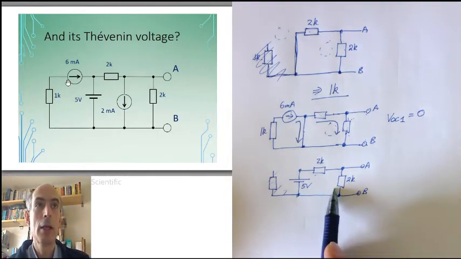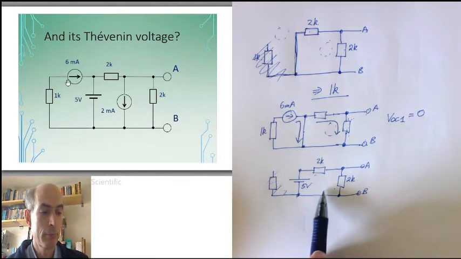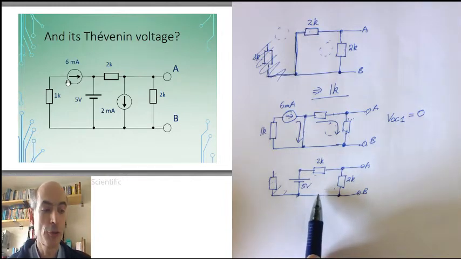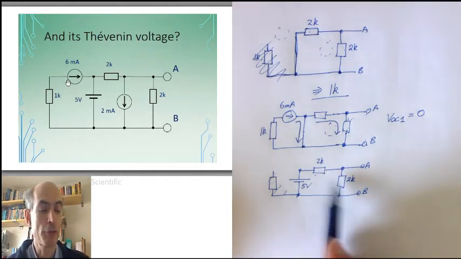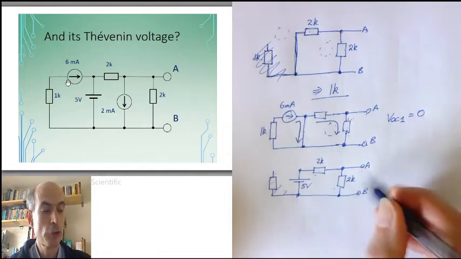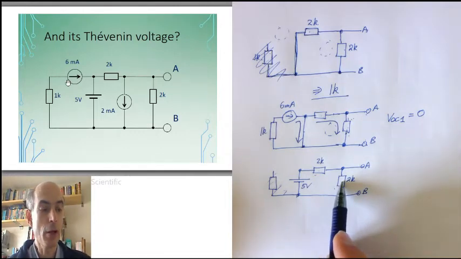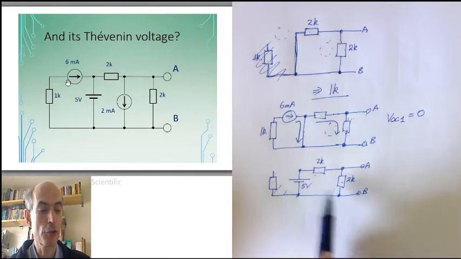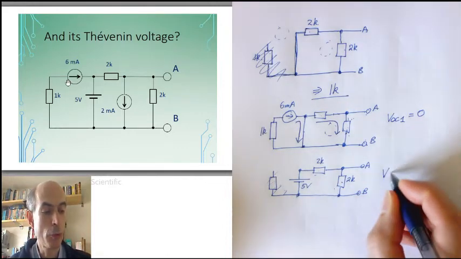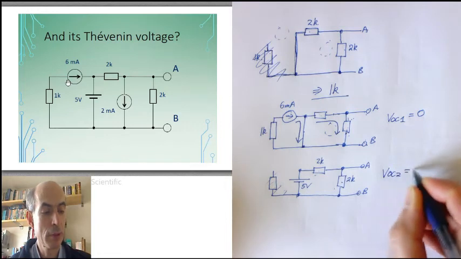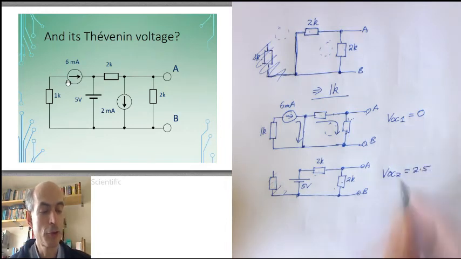This is a potential divider. It's a particularly easy potential divider to solve because these two resistors have the same value. So the voltage across this resistor will just be half of the voltage placed across the whole potential divider, which in this case would be 2.5 volts. That's my second contribution to my output voltage.